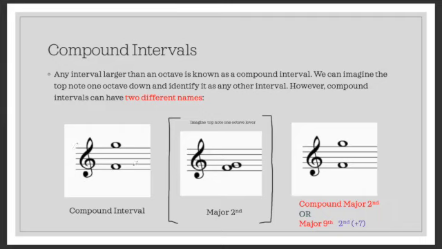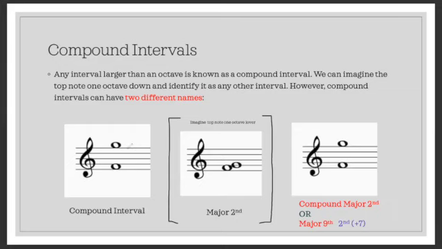If we take a look at this interval here, we see that it's greater than an octave. Well, this is an F and that's a G. If I had F an octave higher, which is this F, that G is still higher than the F, so we can tell this is a compound interval.